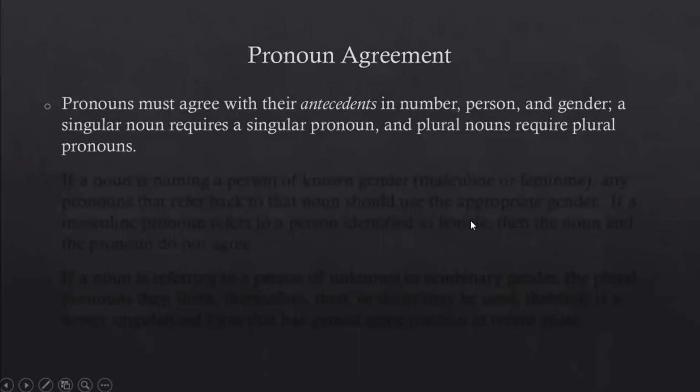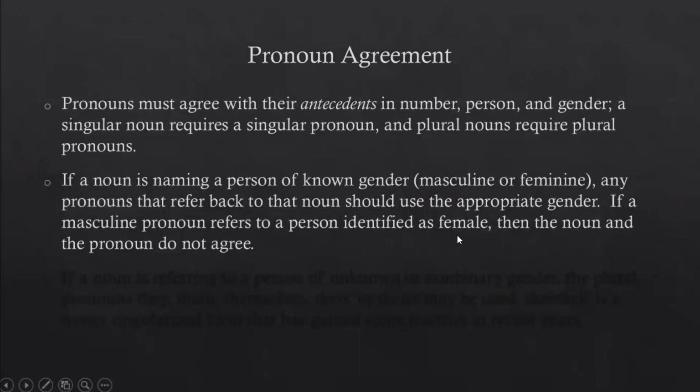Plural pronouns, generally speaking, need to go with plural nouns. So here it is. If a noun is naming a person of known gender, then use the appropriate pronoun. Those pronouns should be using the appropriate gender, right? In other words, if you're using a masculine pronoun to refer to a person identified as female, then you have a disagreement between the noun and the pronoun, and you need to correct that, right?